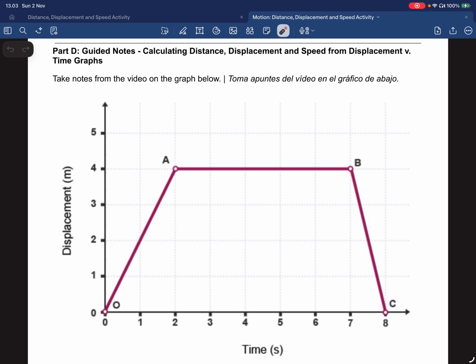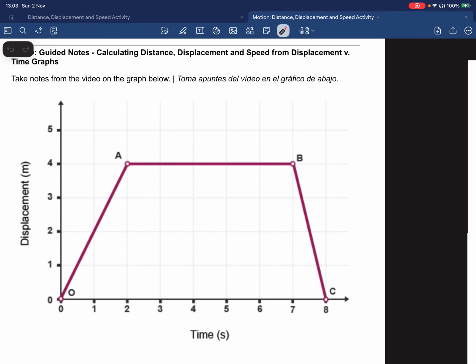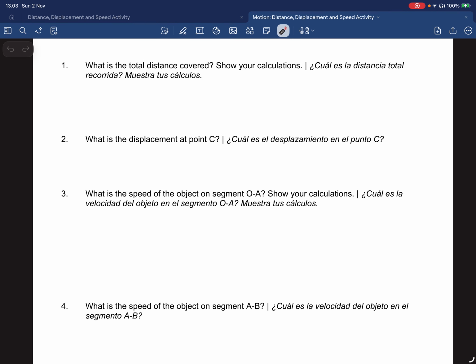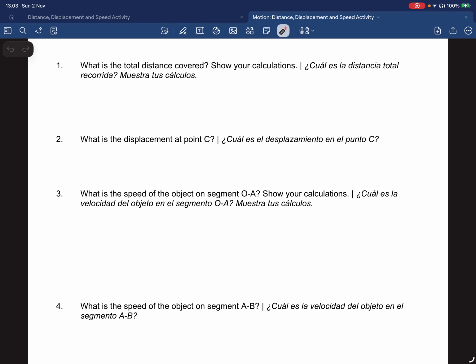Here we have an object that starts at 0, goes to 4 meters away, and takes 2 seconds to do that, then stays at 4 meters from 2 seconds until 7 seconds, and then at 7 seconds goes quickly back to 0. All right? And so we are going to take notes on this graph and also to solve problems here. So if I write it, you write it.